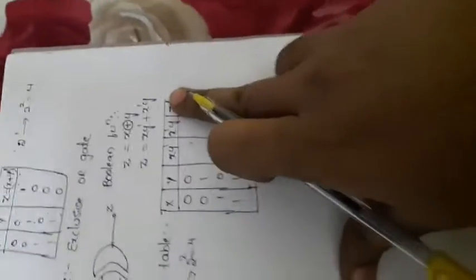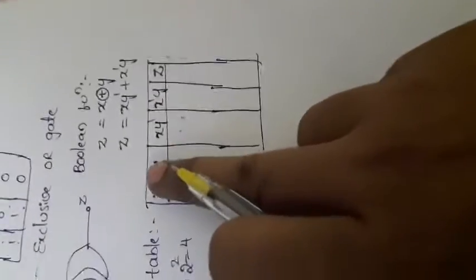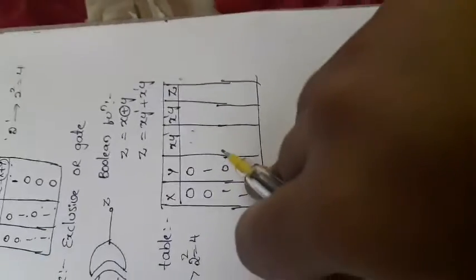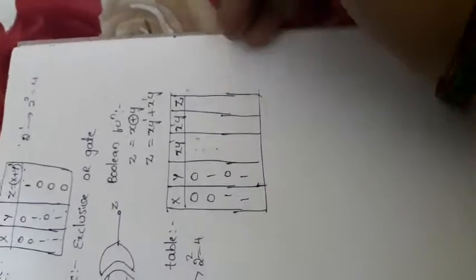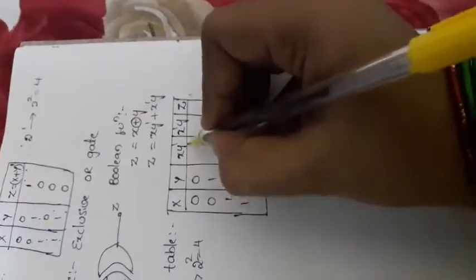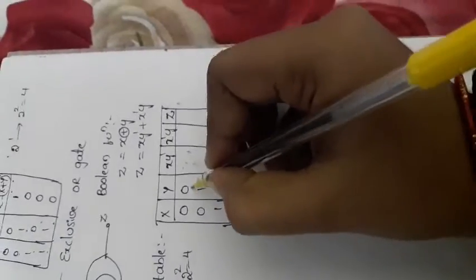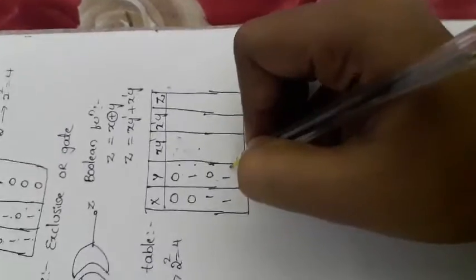First we need to find x y complement. Before that we don't know the value of y complement; we don't have the y complement values here. So first find y complement, which is exactly the opposite: 0 changes to 1, 1 changes to 0, 0 changes to 1, 1 changes to 0.